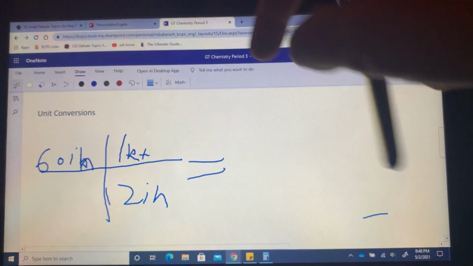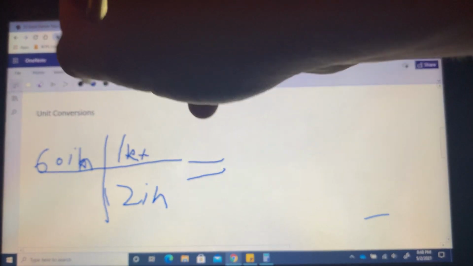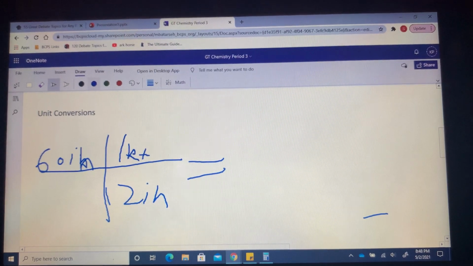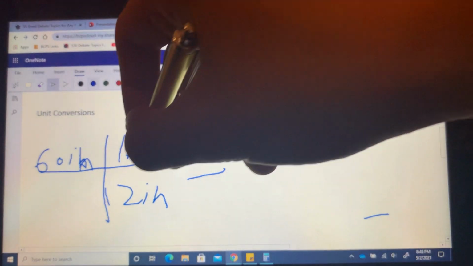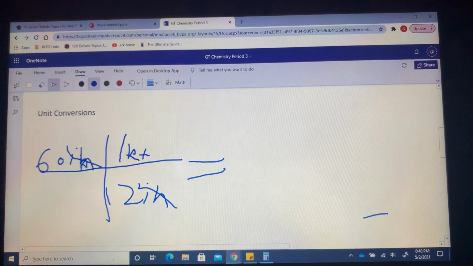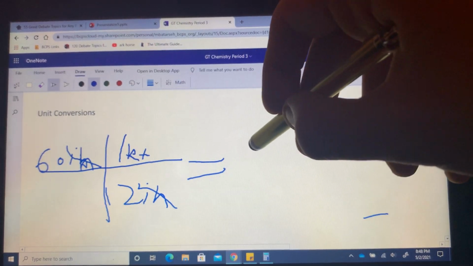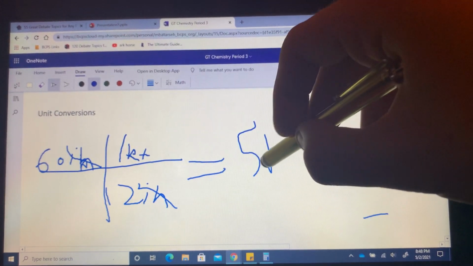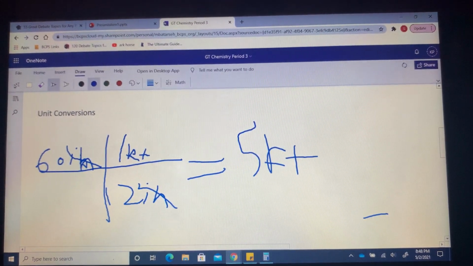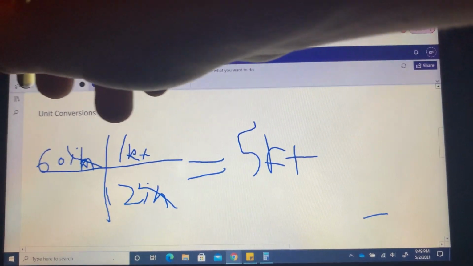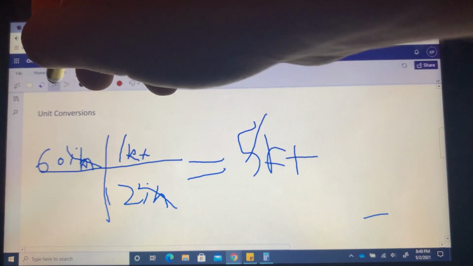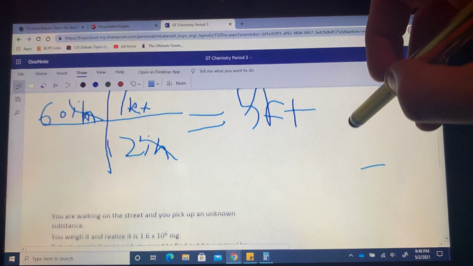Let's move on to ones with units. This one here, we see that there's inches on the top and inches on the bottom. If you divide something by itself, it just cancels out. So we cancel out inches. 60 times 1 is 60 divided by 12 is 5. 60 inches is 5 feet.